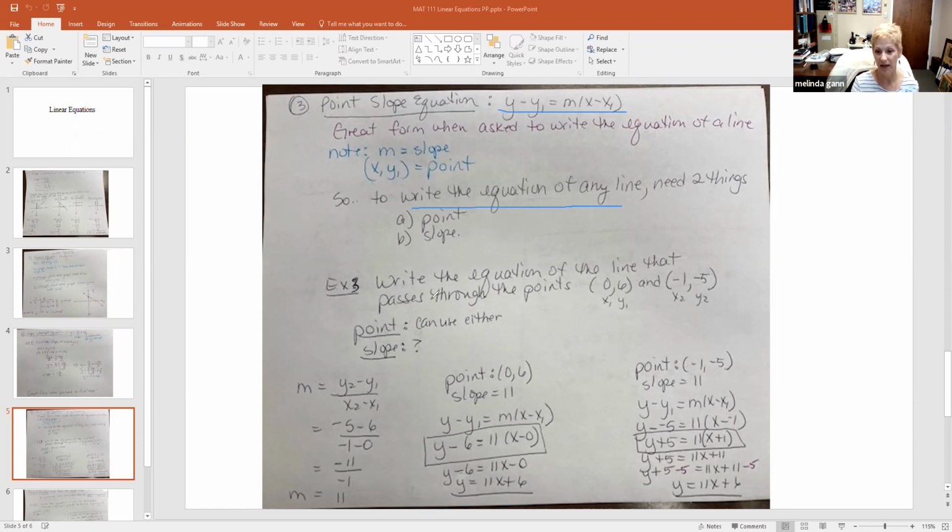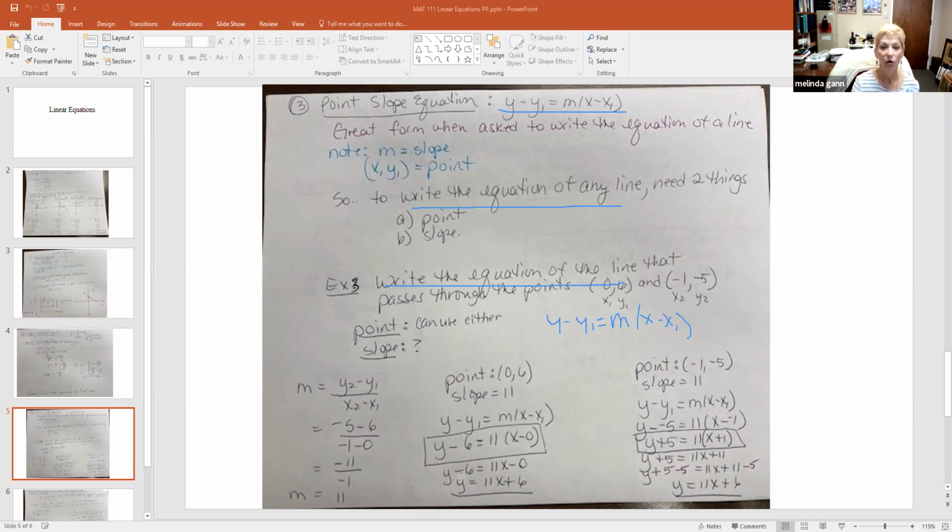So look at one like I might give you on your second test. Write the equation of the line that passes through the points (0, 6) and (-1, -5). So as soon as it says write the equation of the line, I'm going to write down y minus y1 equals m times x minus x sub 1. So anytime it tells me to write the equation of a line, I'm going to write that down there. And as soon as I know slope, I'm going to substitute that in for m. And as soon as I know my point, I'm going to put that in for the x1 and the y1.